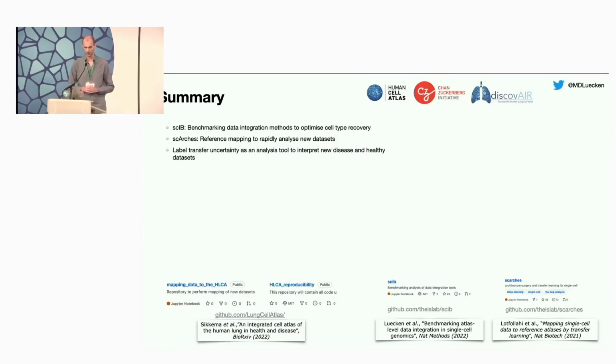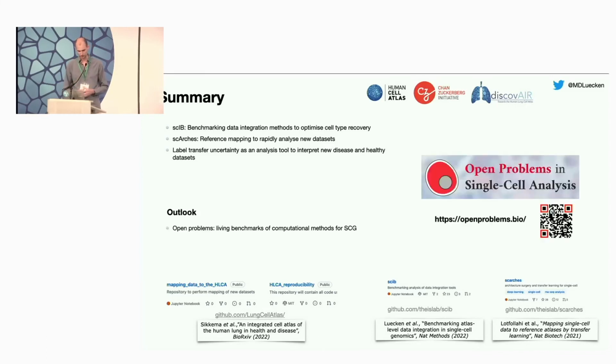So in summary, I'd like to review that we used benchmarking of data integration to optimize cell type recovery with scArches and label transfer uncertainty, and have really tried to provide use cases for this reference. As an outlook, Open Problems is more than just benchmarking data integration. We are trying to quantify open problems in single cell analysis across different tasks, and we're very happy for as many contributions as people would like to get involved in.